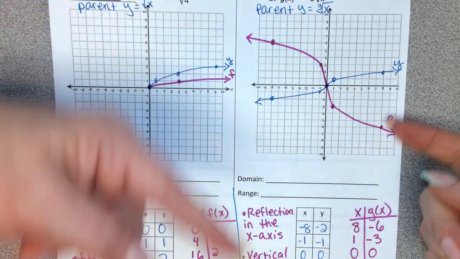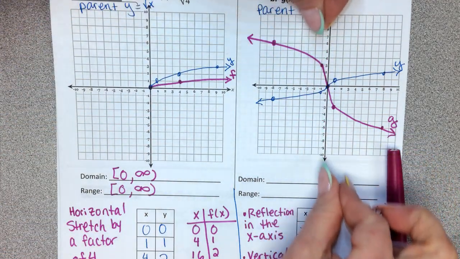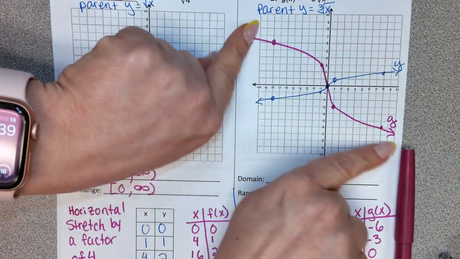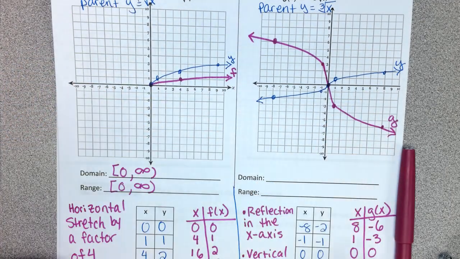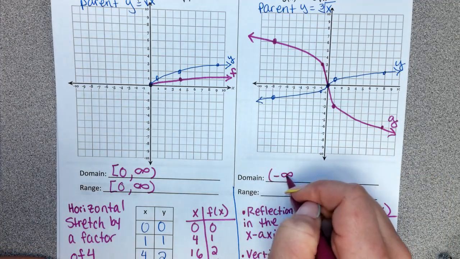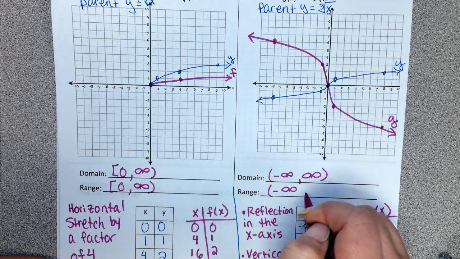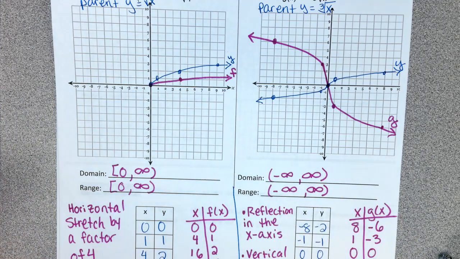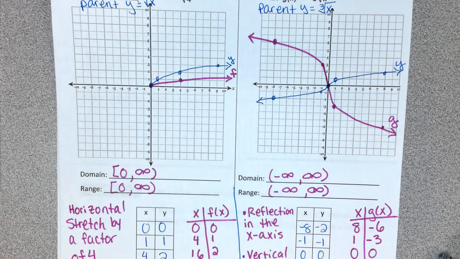Now you can see that it's been reflected over the x, and we've had a vertical stretch. So we've grabbed our function and stretched it vertically. That's why these arrows are coming out much, much farther up and down than our originals did. So that domain, notice we go all the way to the left forever and all the way to the right forever. The range goes down forever and up forever. Very, very similar to the parent function. In fact, the exact same domain and range as the parent function. So, very neat.